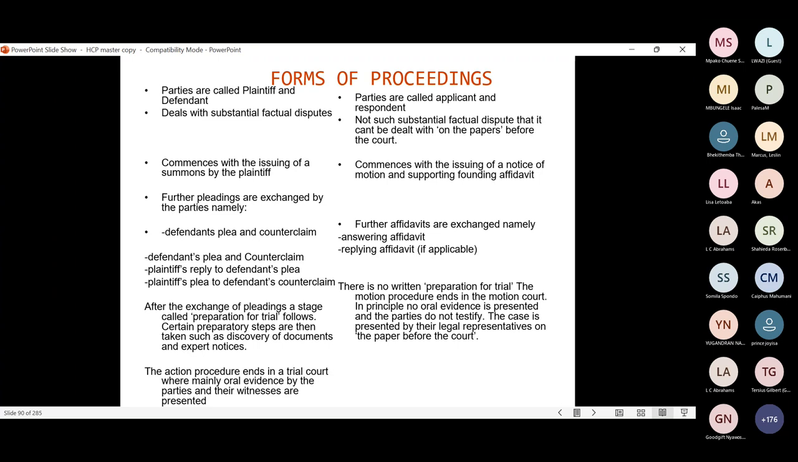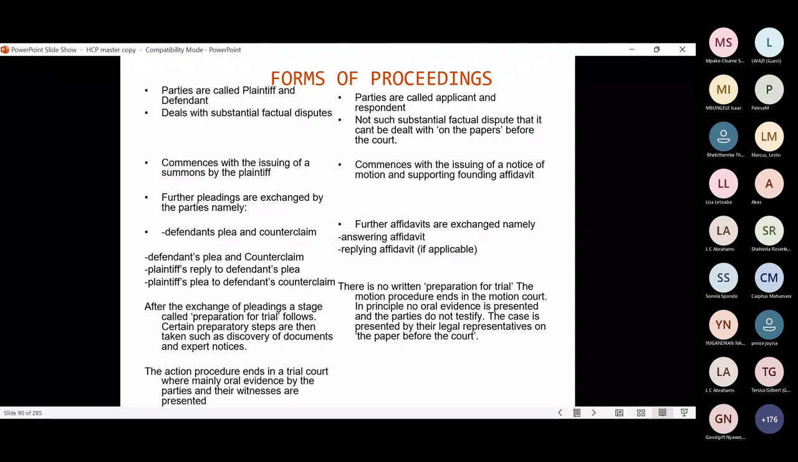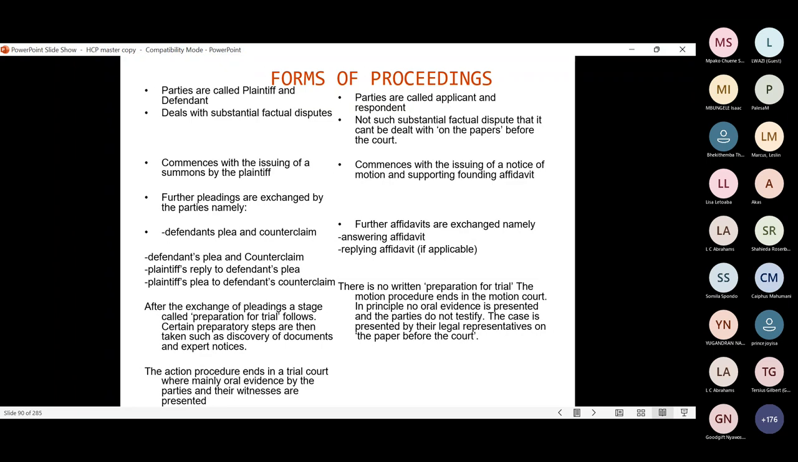Then certain preparatory steps are taken. For example, discovery, pretrial conferences, judicial case management, exchange of expert evidence. All of that, the practical arrangements, happens in actions where you're going to have a trial and call witnesses, right? In applications, we've already exchanged all the information, all the evidence. There is no preparation for trial.